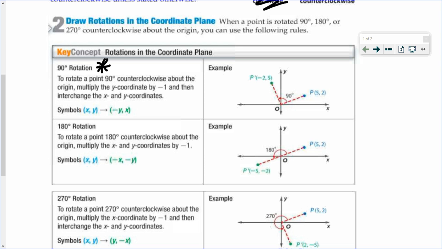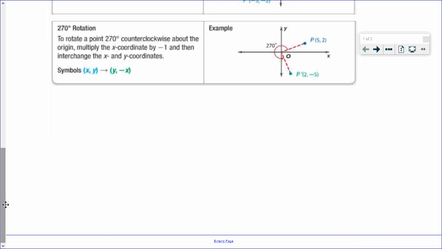All right, for a 180-degree rotation, you just change the signs of both x and y. So (x, y) becomes (negative x, negative y). You can see examples of these here on the right. And then a 270-degree rotation, those will be our three options. We'll either do 90, 180, or 270. For a 270-degree rotation, we flip the ordered pair, but the x then becomes negative. You can see an example of that there on the right.